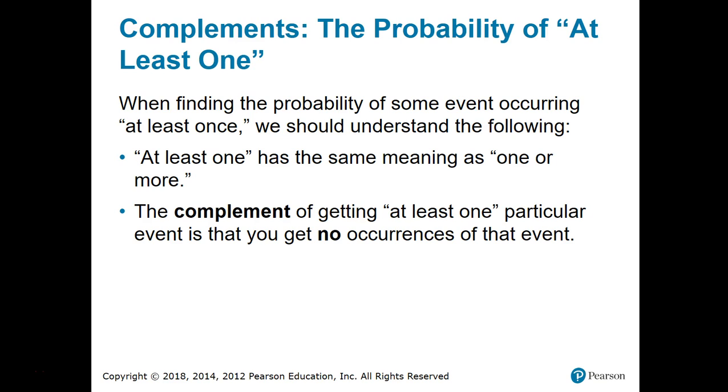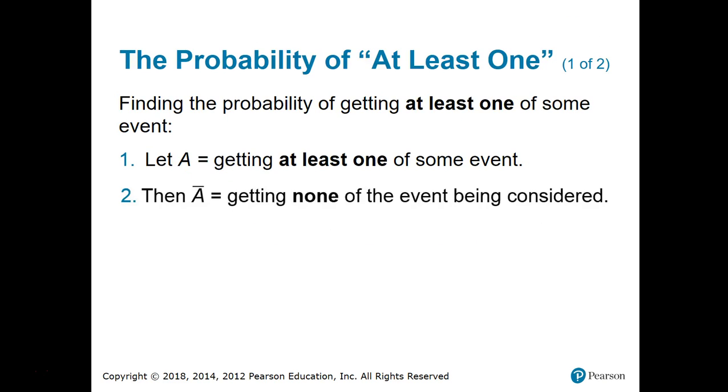When finding the probability of some event occurring at least once, we should understand the following. At least one has the same meaning of one or more. A complement of at least one is that no events occur. This is the example I showed, where we had 4 and 1. All right, finding the probability of getting at least one of some event.